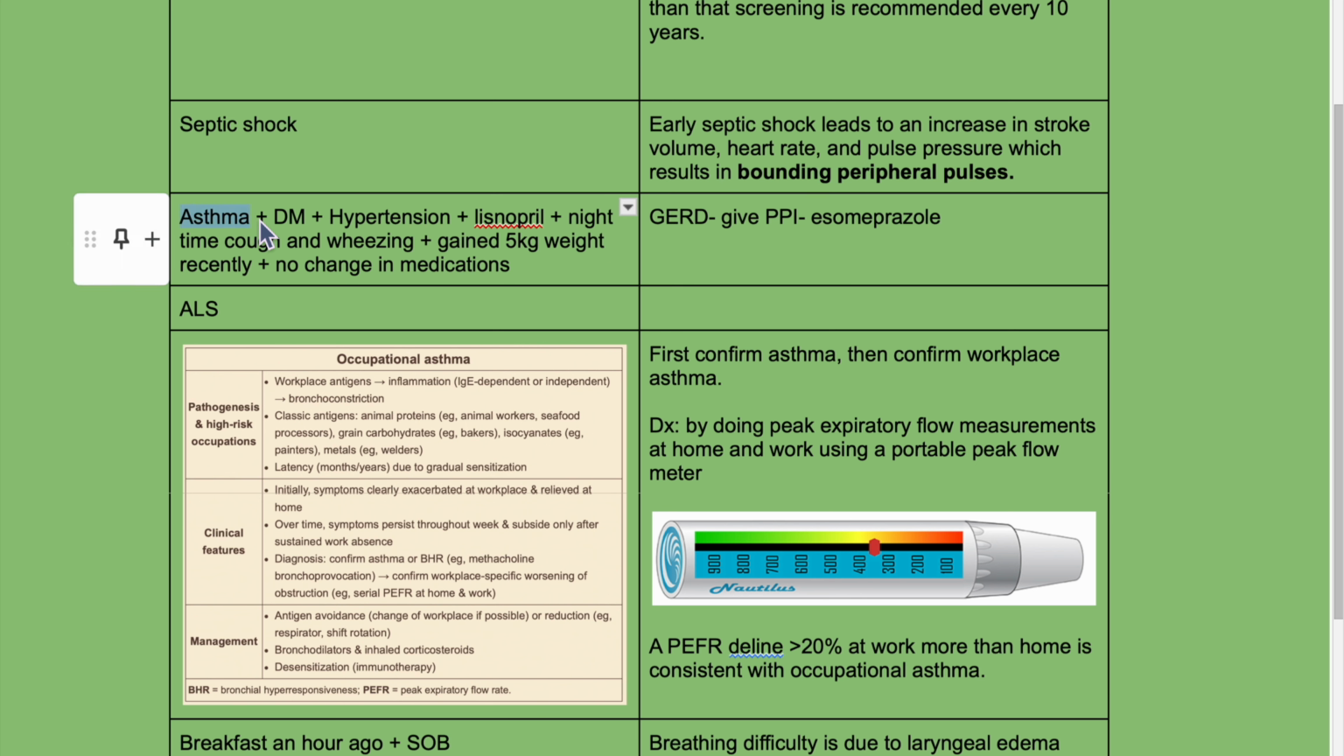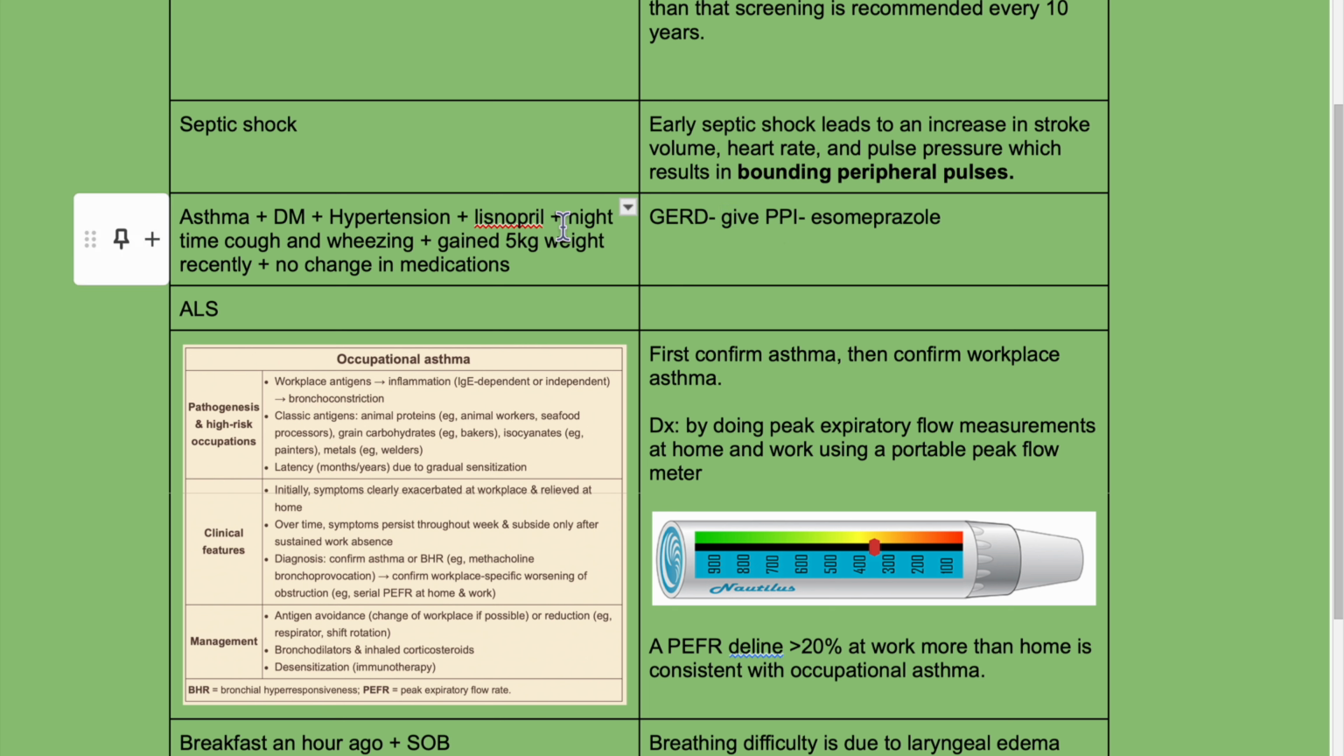Patient with asthma, diabetes mellitus, and hypertension, taking lisinopril, plus nighttime cough and wheezing. They gained 5 kilograms of weight recently and had no change in medications. You would think it's due to the ACE inhibitor. Wait, ACE inhibitor? Yes. So something like bradykinin stuff is happening, but it could be GERD, and you give a PPI, esomeprazole.